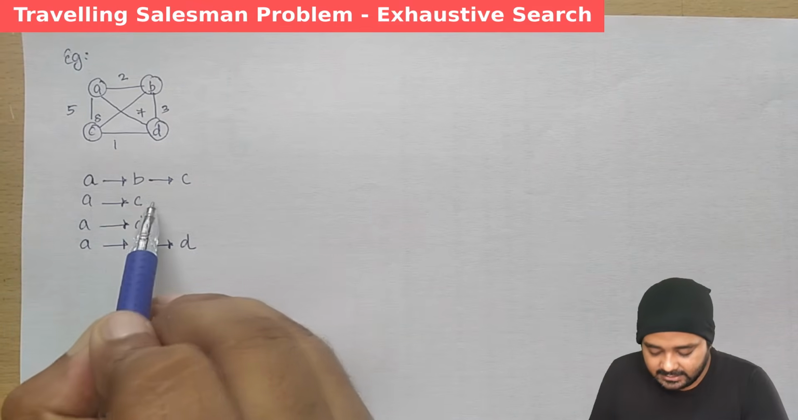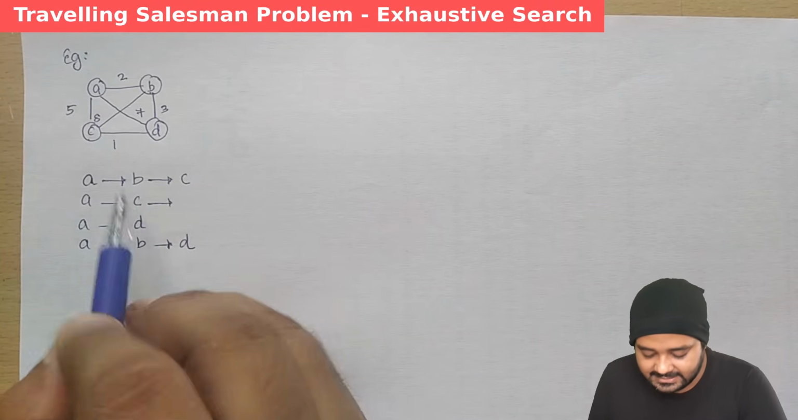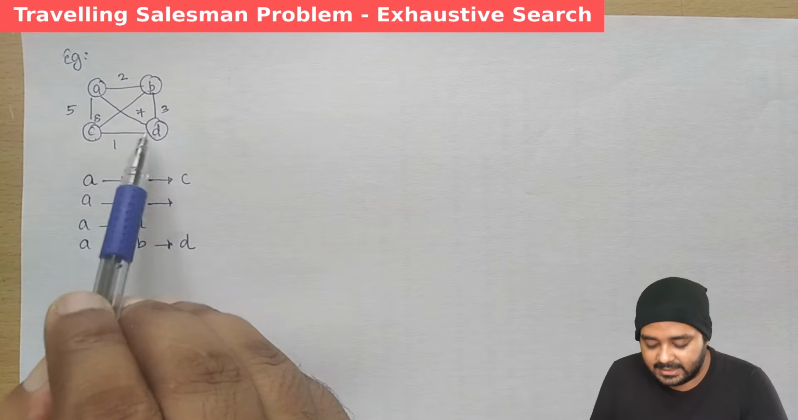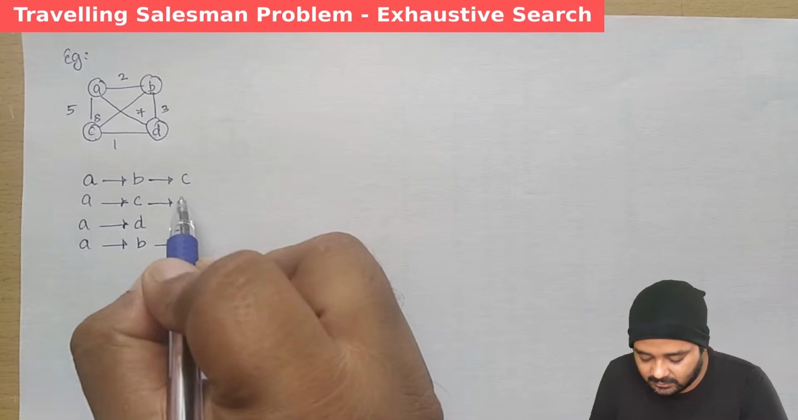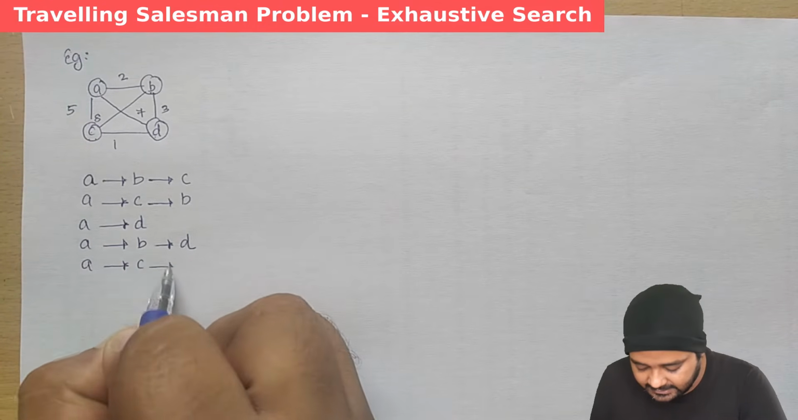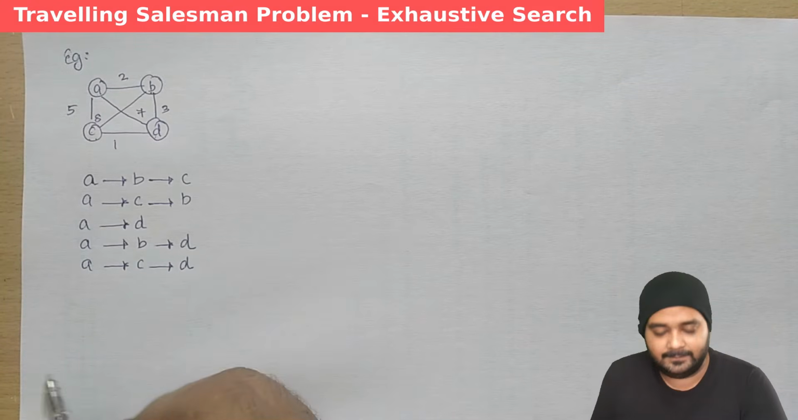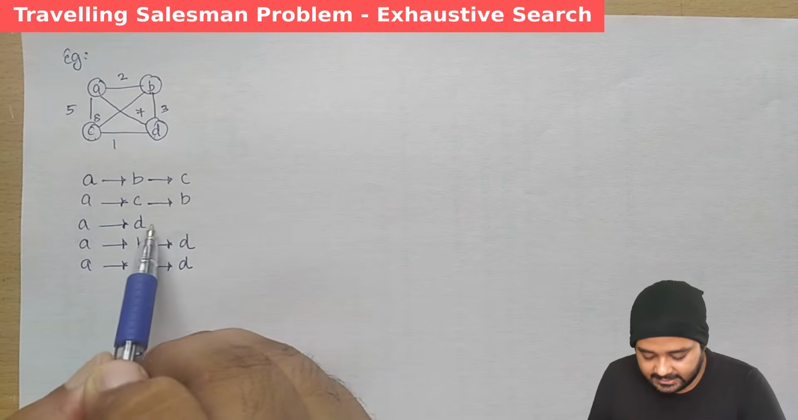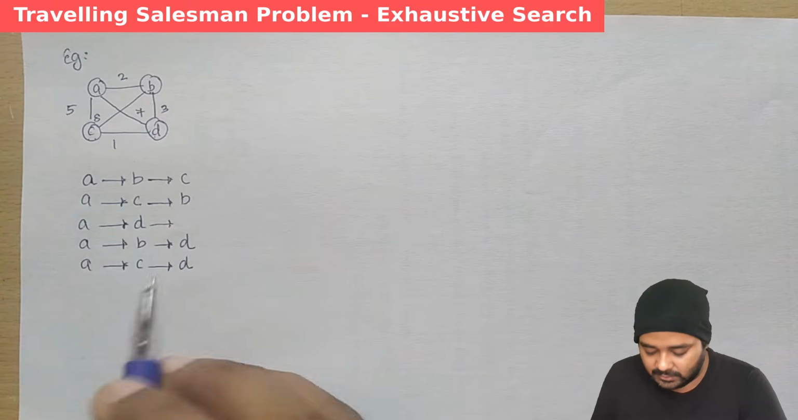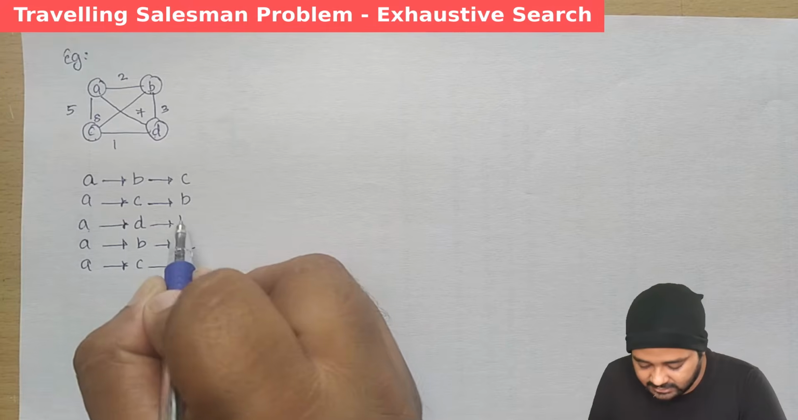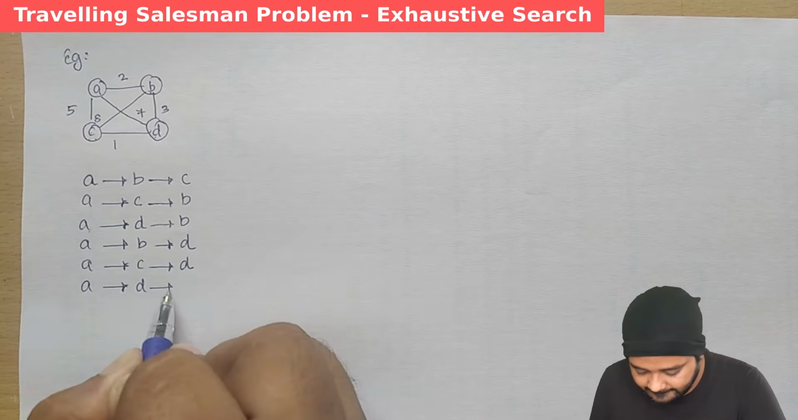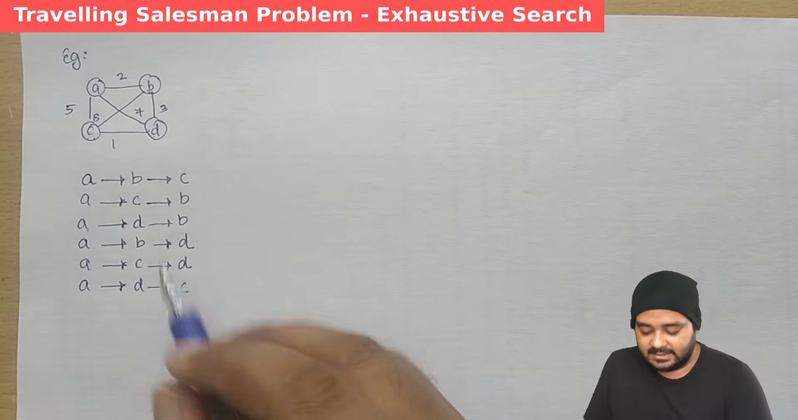What is the next thing? You are standing at C right now. What are the outgoing nodes of C? C has A, B and D. A is already marked, so I mark B, and then A to C, and I mark D over here. Now standing at D, I look at it: A, C and B are the nodes. A is already visited, so the remaining nodes are B and C. So this is the second step.